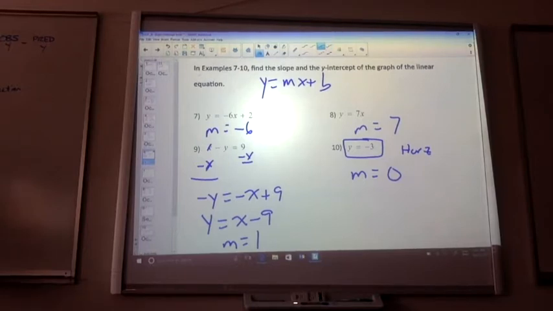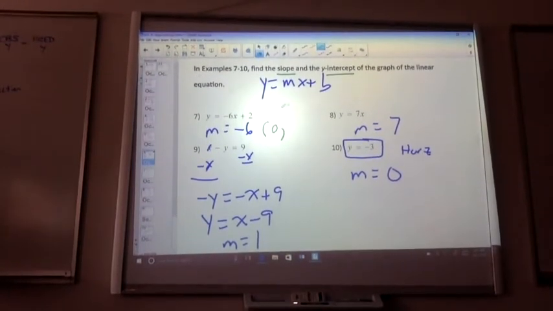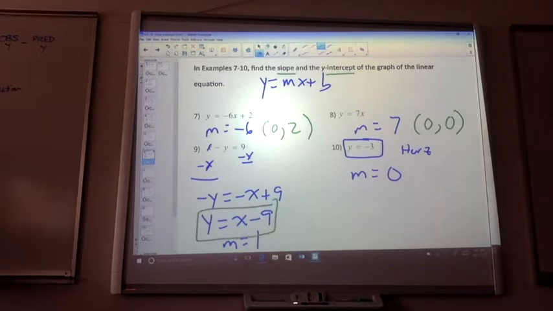All right, the other thing they asked for is they wanted the slope and the y-intercept. So the y-intercept is going to be 0, what on this first question? 2, good. Y-intercept on the second one is going to be 0, what? 0. Goes right through the origin. On this one, we have to refer to this part. What is the y-intercept on this? -9. And what is the y-intercept on this one? -3. Okay?